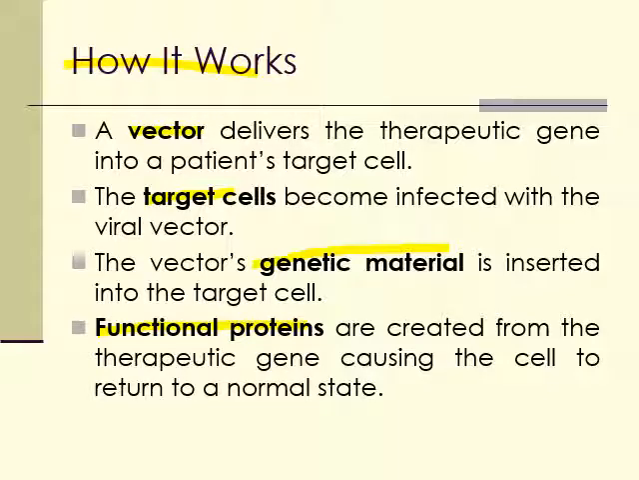Once the vector is delivered to the target cell, scientists hope that the cells will absorb the new functional gene and integrate it into the cell's own genetic makeup. Once this occurs, the inserted gene should function normally, creating the necessary protein that was deficient before the therapy. The patient should become healthy as their new genes begin to work normally.